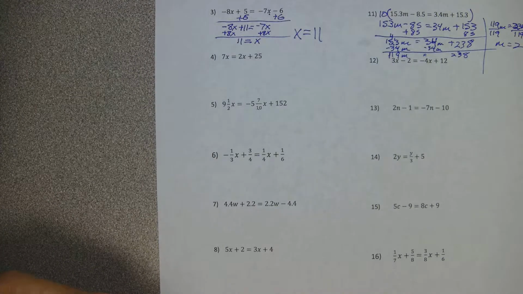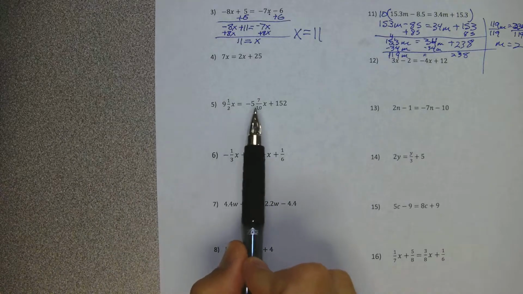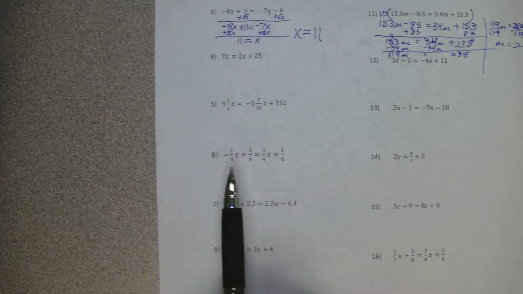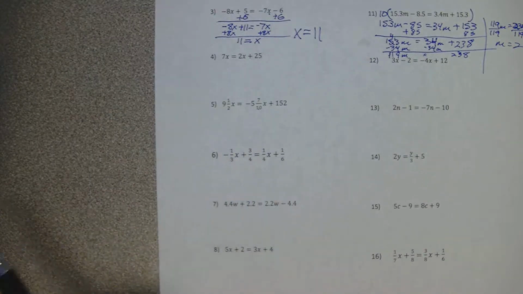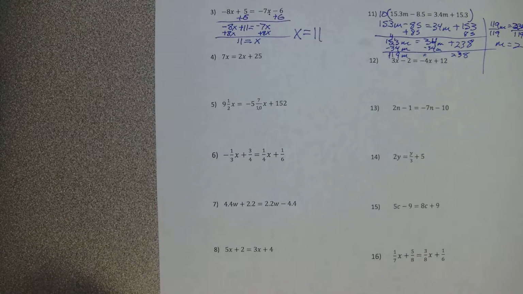Some people like to make them into decimals. In this case, halves and tenths work well as decimals, but look down here. Now I've got thirds and sixths. Those don't translate to decimals well. As a matter of fact, they don't translate to decimals at all.